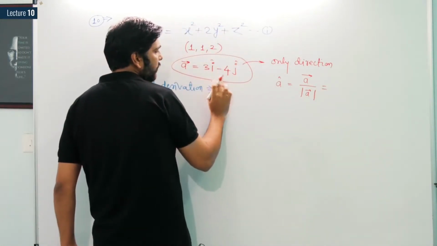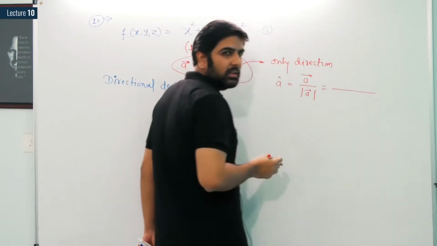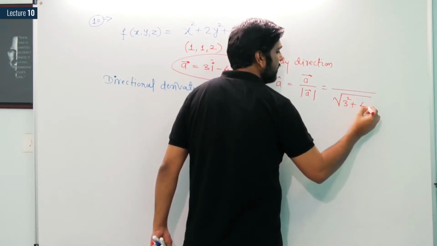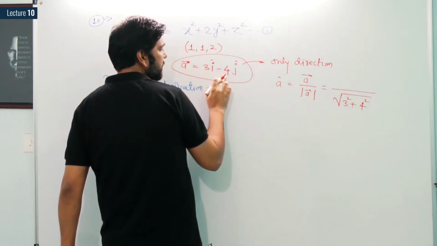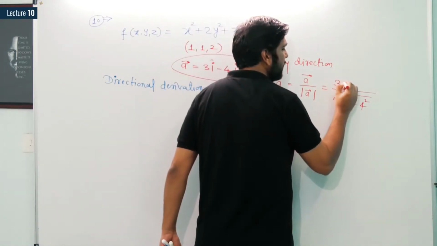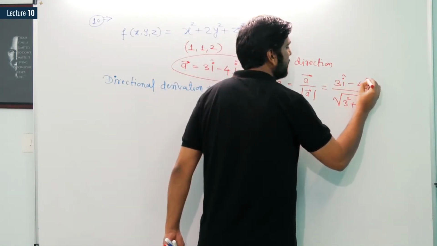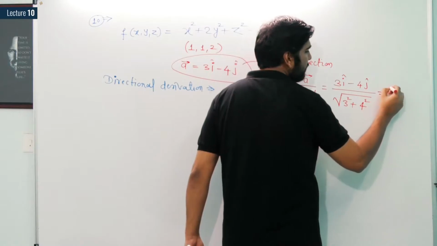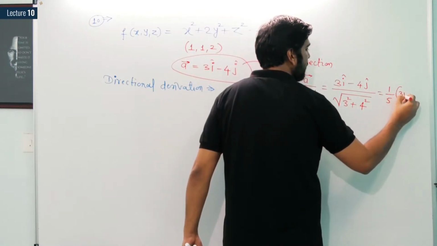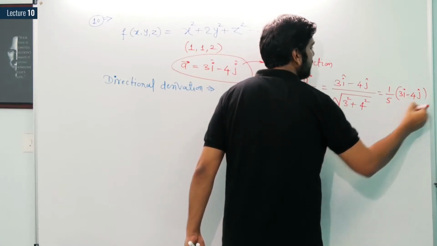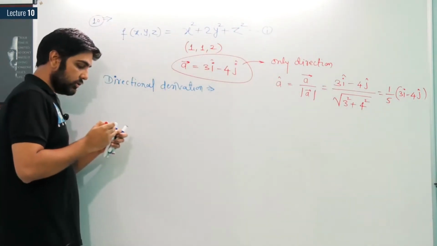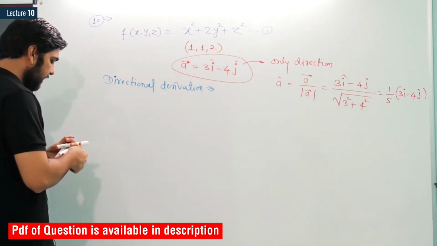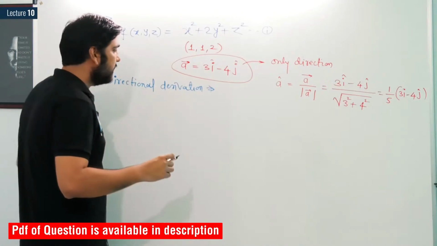Here you can see 3 and 4, so I am having under root 7, isn't it? No. We are having under root 3 square plus 4 square, and the vector is 3i minus 4j. So 3 square is 9 plus 16, 9 plus 16 is 25, so 1 by 5 (3i minus 4j). Good. So this is nothing but our direction. So see, this is only direction. Now the directional derivative is nothing but the vector derivative. So firstly we need to have the vector derivative, dear students.